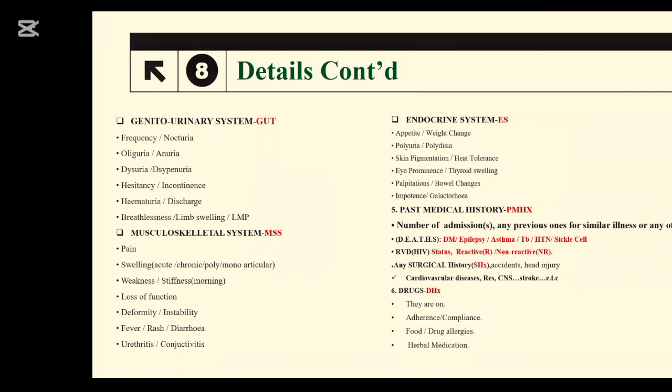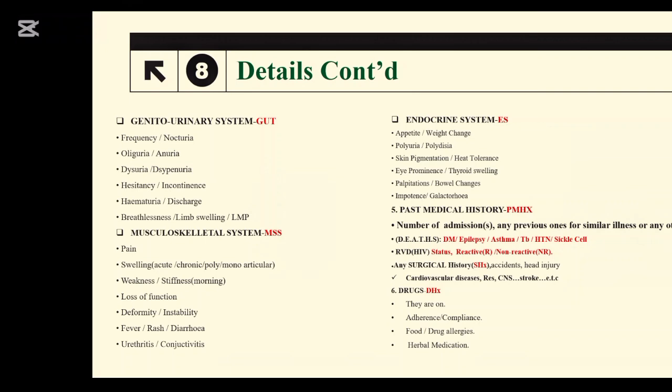And then after you've done that, you ask about what is called the DEATHS. So the diabetes mellitus, epilepsy, asthma, TB, hypertension, sickle cell, and then you ask about the HIV status of the patient. Now to ask the HIV status of the patient, you ask them to say, are you on any drugs? Or when last did you do the test for your HIV? Okay, and we just ask them to say, how is your blood? And if they tell you they're on drugs, you need to ask them what drugs are you on? Are you compliant? How do you take them?